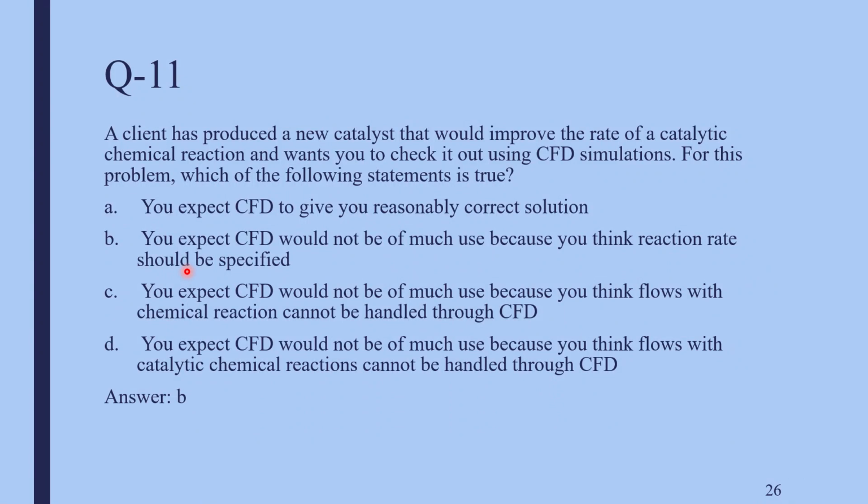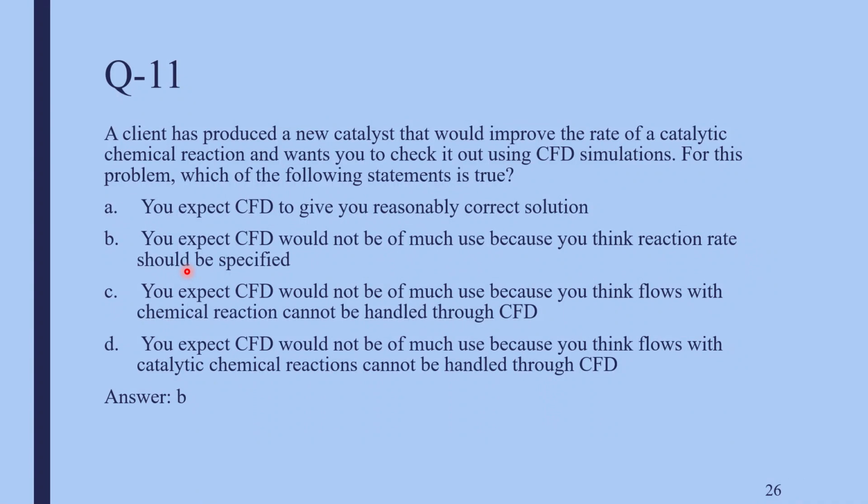And option B is you expect CFD would not be of much use because you think reaction rate should be specified. Option C is you expect CFD would not be of much use because you think flows with chemical reaction cannot be handled through CFD. Option D, you expect CFD would not be of much use because you think flows with catalytic chemical reactions cannot be handled through CFD.